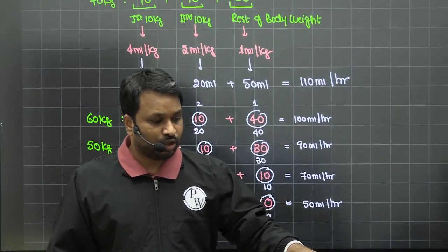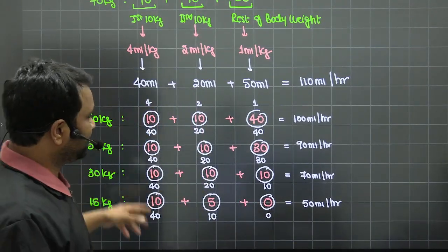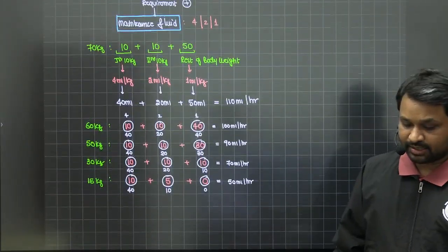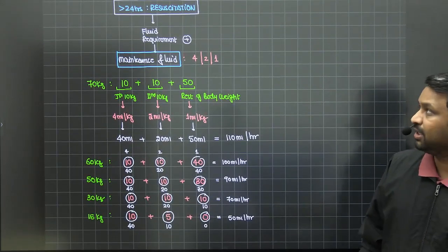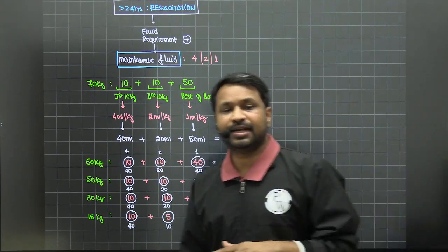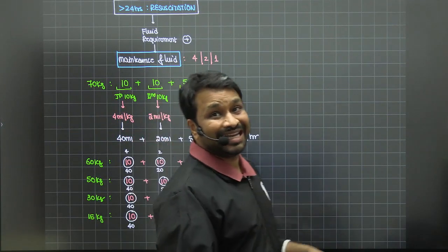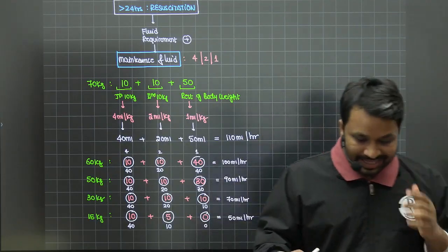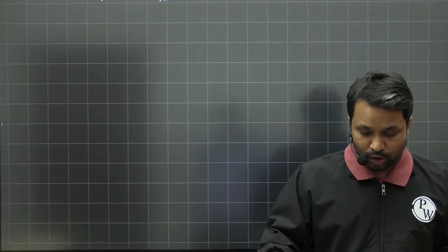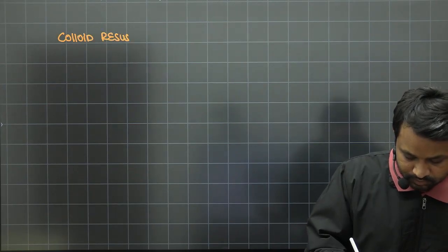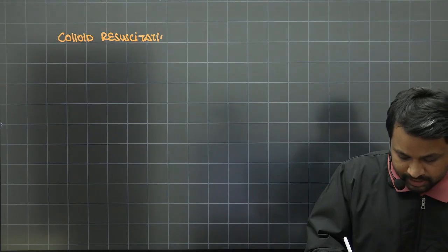So this is how you're going to calculate the maintenance fluid after 24 hours in the burn patient, right? So this is the criteria for calculating the maintenance fluid. Now another interesting thing is, even after giving maintenance fluid, if the patient is not able to maintain the circulatory status, then what can you give? Now because I cannot give large volumes of crystalloids, I have another option that is called the colloid resuscitation.